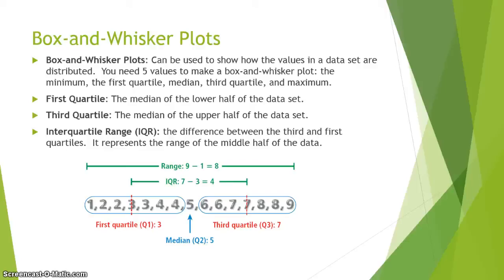So it says here, box and whisker plots can be used to show how the values of a data set are distributed. You need 5 values to make up a box and whisker plot. That includes the minimum. We have what's called the first quartile, your median, your third quartile, and your maximum value. Your first quartile is the median of your lower half of your data set.